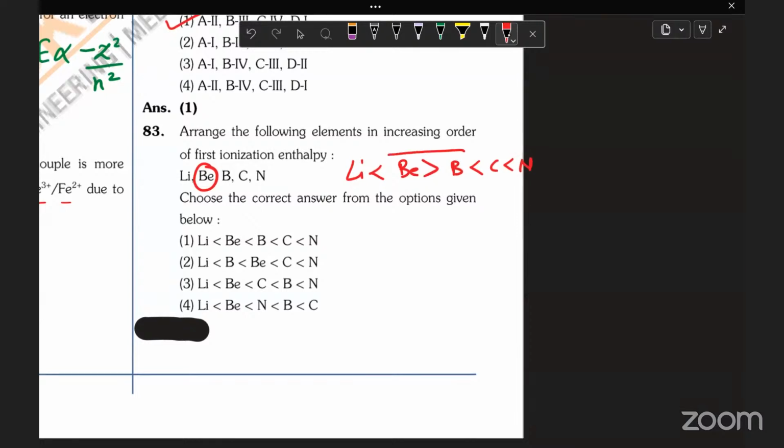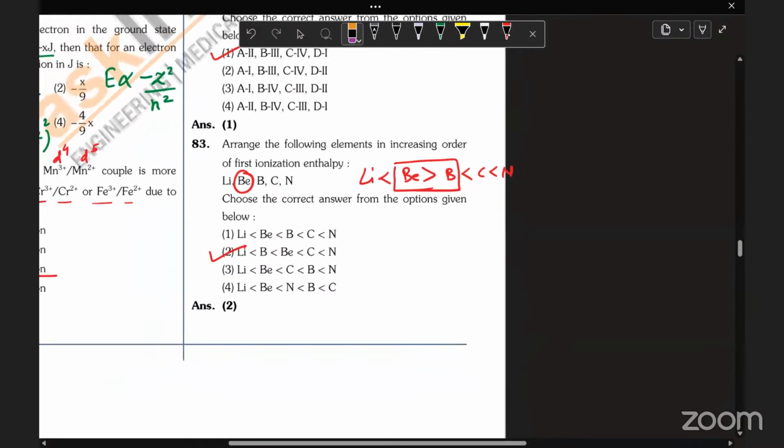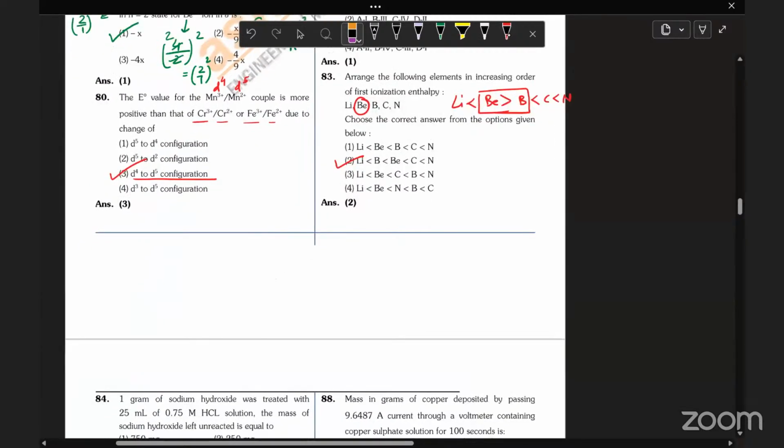So what do you see here? It's a reverse of order. So if I look at the options, option 2 seems to be the right answer. All right. So yes, that's the correct option. I hope you are able to solve this. Let's move on to the next question.